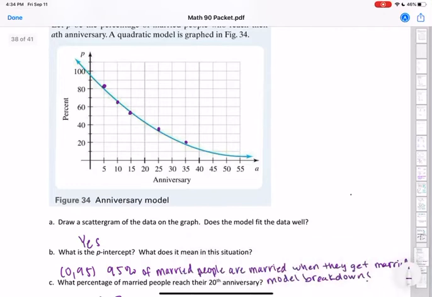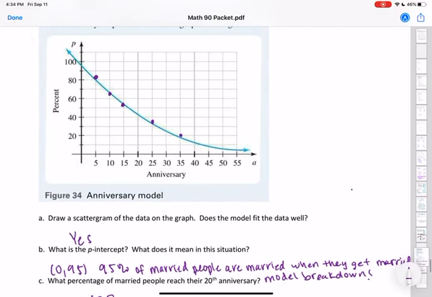All right. For C, what percent of married people reach their 20th anniversary? So take a look on your chart, go to the 20th anniversary, and go ahead and go up till you hit that parabola, and where do you think that is? Looks like somewhere around 43. I would take anything between 41 and 43 probably. Okay, it's about 43%.